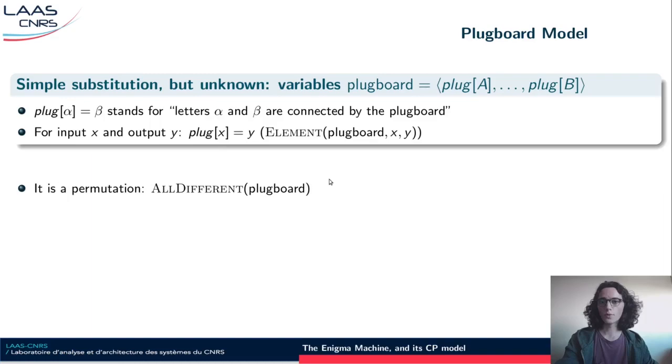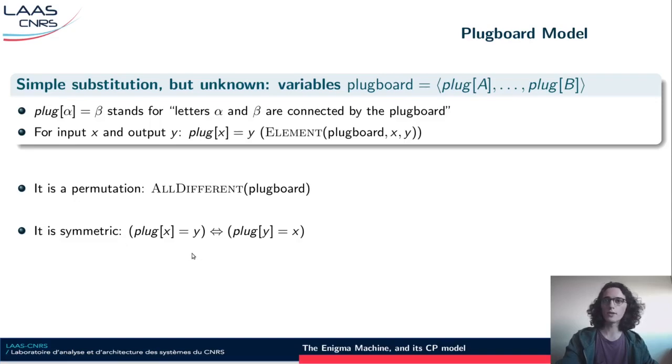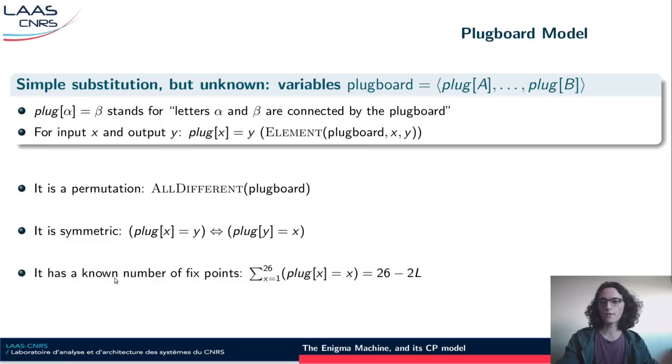We use the constraint all different to ensure that it is a valid permutation of the letters. There is also a symmetric constraint, so if letter A is encoded to letter B, then B is encoded to letter A. That is due to the nature of the plugboard. And we also have the constraint for the fixed points, so the number of fixed points must be 26 minus 2L.